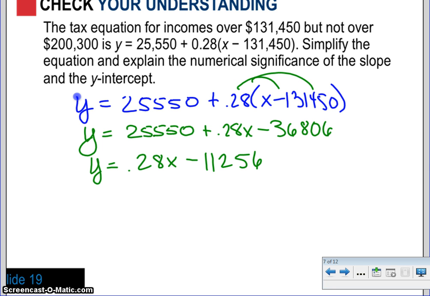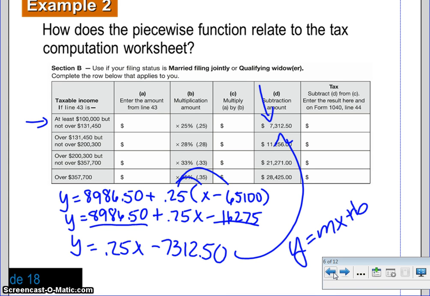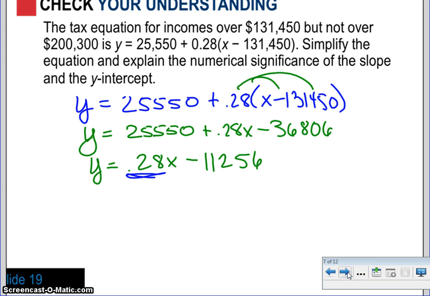11,256. So the significance is that at this point my slope is going to change, and the previous slope was 25%. How do I know that? It had a slope of 0.25 before, because we're looking at our slope. So what it's saying is at this point the slope actually changed. The line is not a single linear equation from that point, it's actually moved to 0.28 for our slope. Now, as far as the y-intercept, that tells us the location where the slope actually changed.